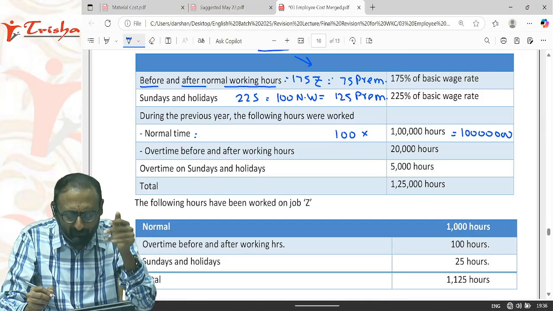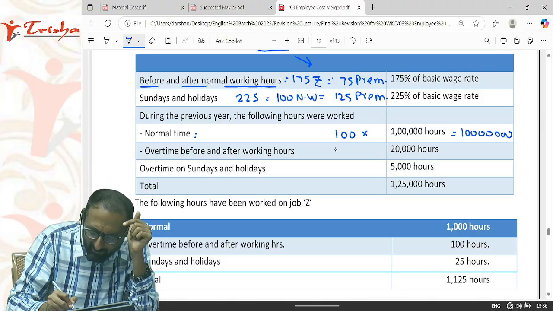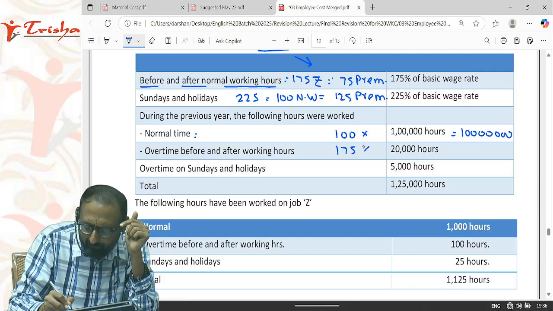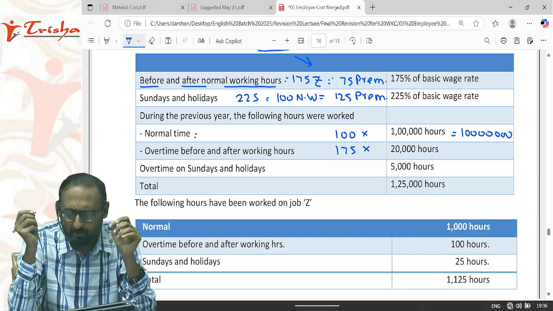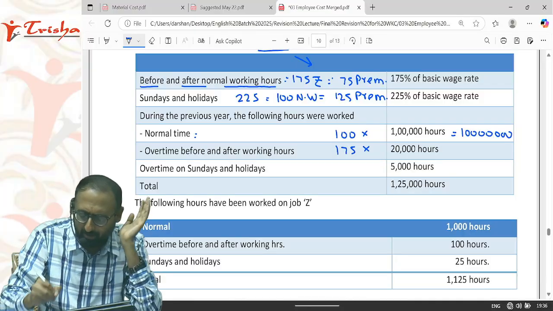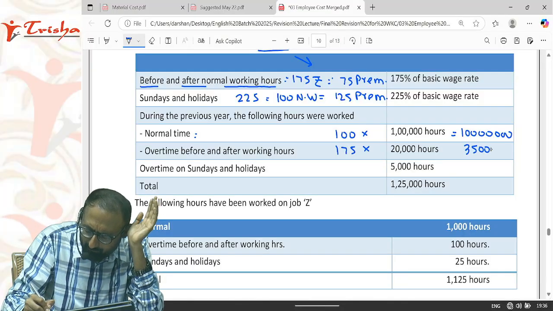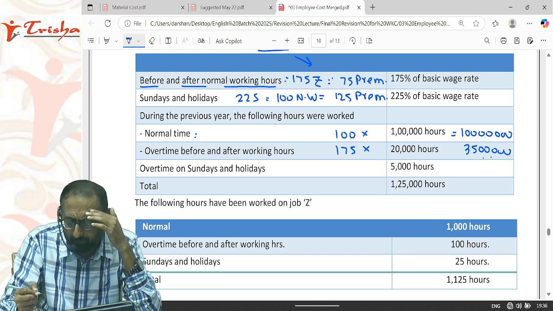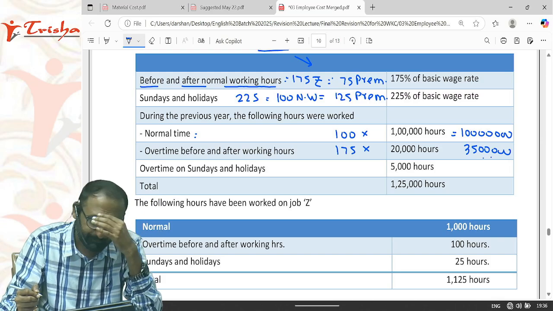Overtime before and after working hours: 20,000 hours multiplied by 175. Is it 35 lakhs or 3 lakh 50,000? Please check that. Perfect, 35 lakhs.